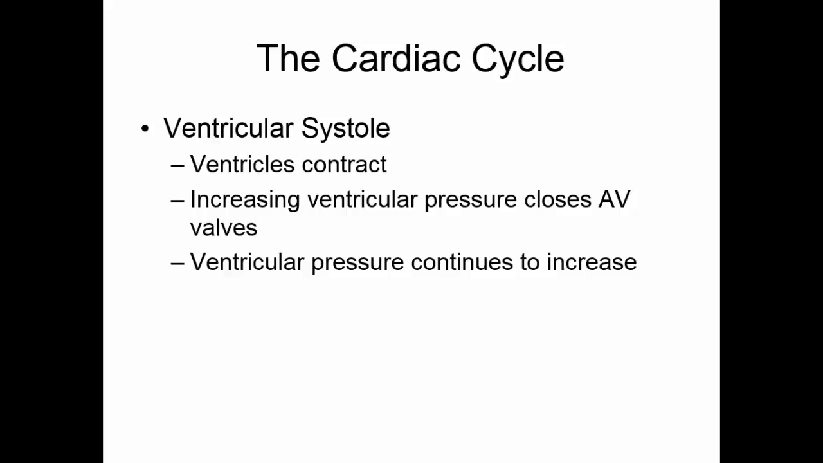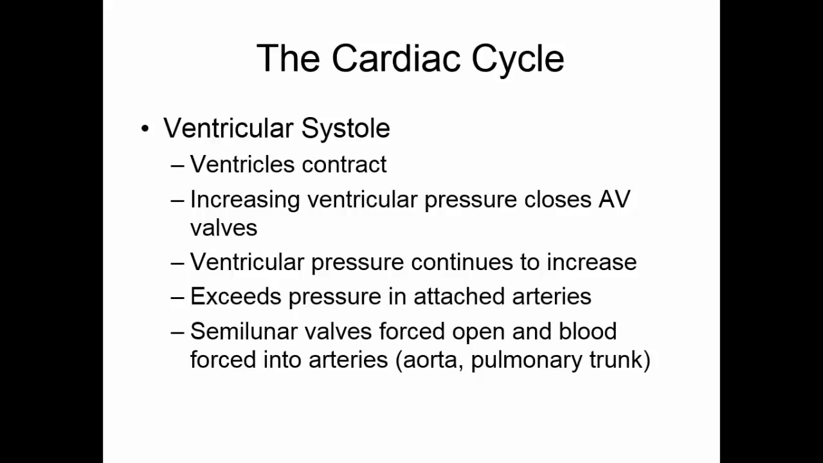As the ventricles continue to contract, the pressure in the ventricles will increase and will eventually exceed the pressure in the attached arteries, forcing the semilunar valves open. When this happens, blood is forced into the arteries. On the right side, it will be forced into the pulmonary trunk. On the left side, it will be forced into the aorta. The atria are relaxed during all of this time and are starting to fill with blood, but that blood is not going into the ventricles because at this point the AV valves are closed.